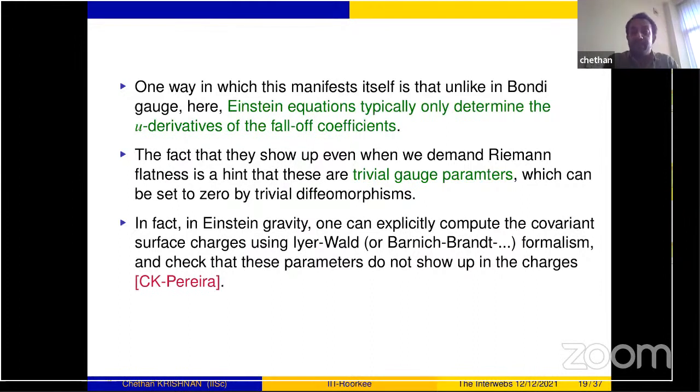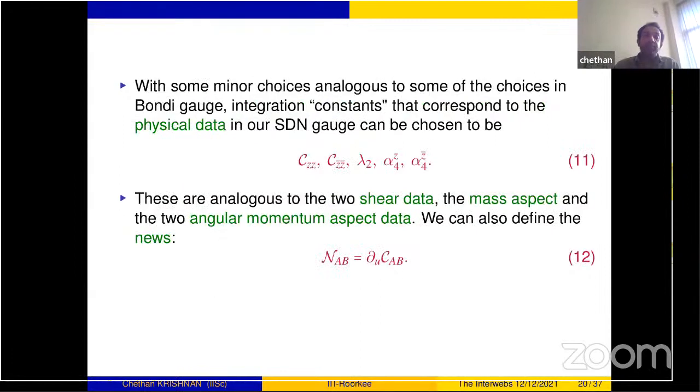So in the end, it turns out that even if you demand Riemann flatness, you find these, and these are trivial gauge parameters. One way to get some confidence in this, and this is a slightly technical way to do it, and only the result is important to us, so you can find it in our paper if you want, is that in Einstein gravity, you can explicitly compute these surface charges. These are things that Iyer and Wald and various other people have defined. We can plug our expressions into their formalism, and you find that these parameters do not show up in the asymptotic charges one defines. And so that's one reason to think that they're trivial gauge parameters. I'll have more to say about them in a few slides. But for now, with some minor choices analogous to some of the choices in Bondi gauge, these integration constants correspond to physical data.